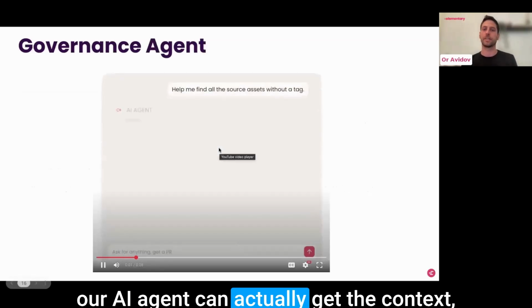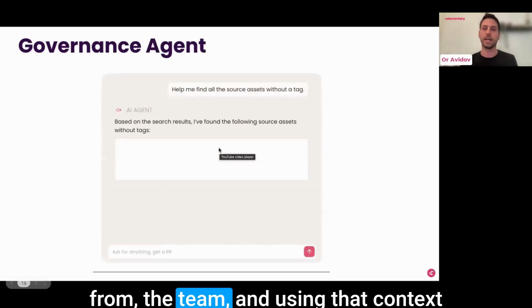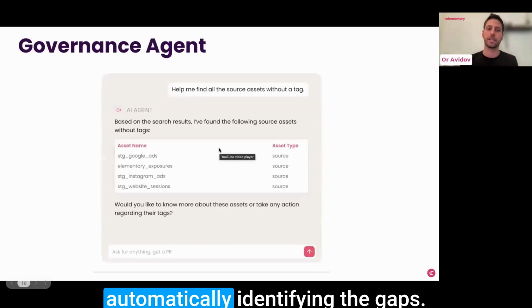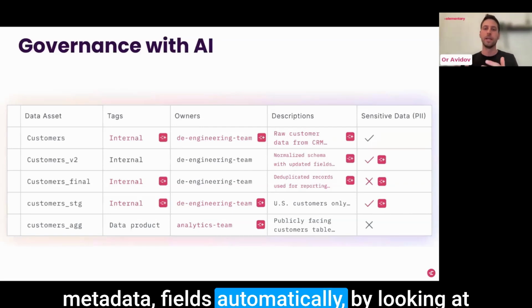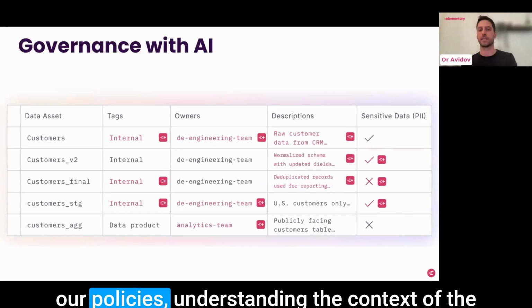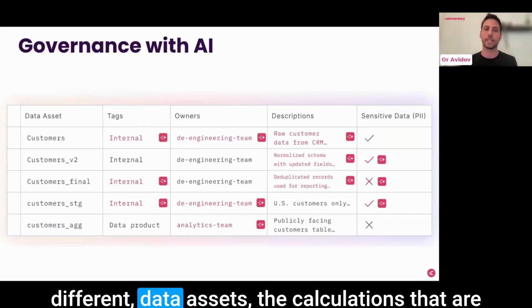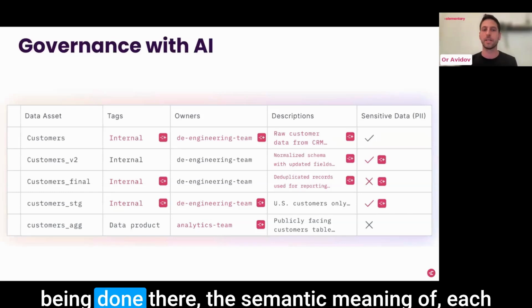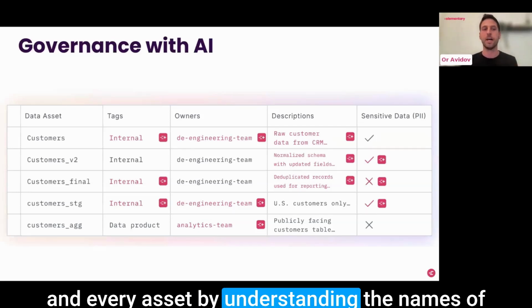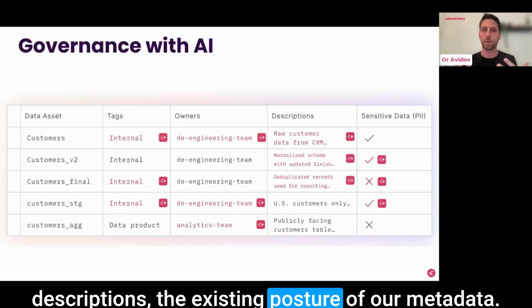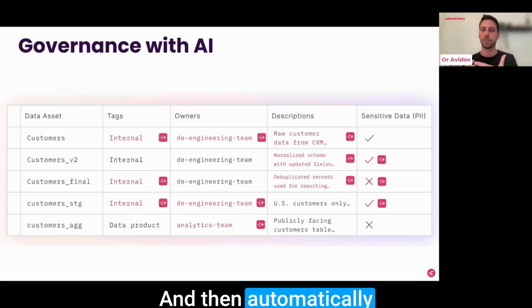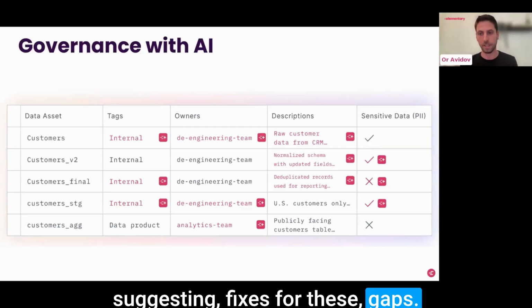Our AI agent can actually get the context from the team and, using that context, automatically identify the gaps and then fix them, filling in the missing metadata fields automatically by looking at our policies, understanding the context of the different data assets, the calculations that are being done there, the semantic meaning of each and every asset by understanding the names of the tables, the names of the columns, the existing descriptions, the existing posture of our metadata, and then automatically suggesting fixes for these gaps.